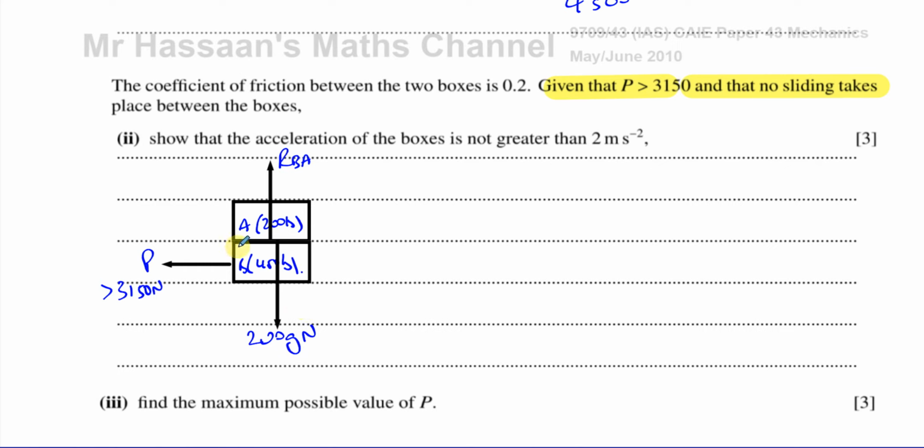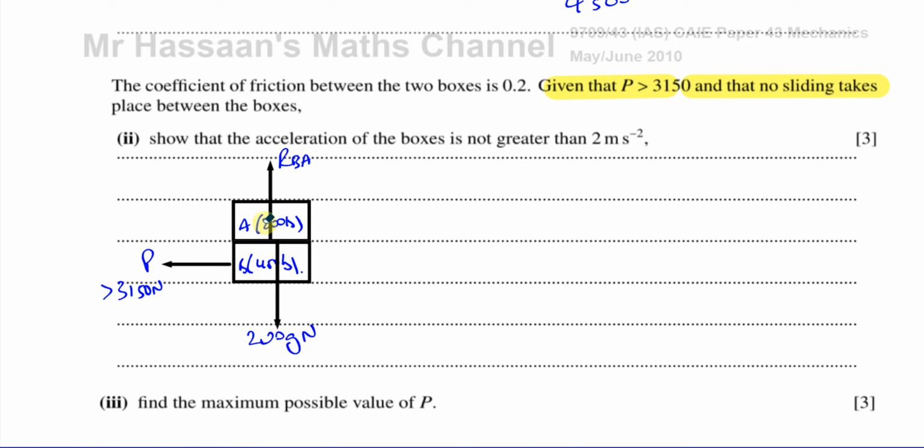Now, what's going to happen to A? Just imagine if there was no friction between A and B, and you pushed B along like this. A would simply slide off. So in this situation, A wants to stay where it is. It doesn't want to move. It's just going to slide off.